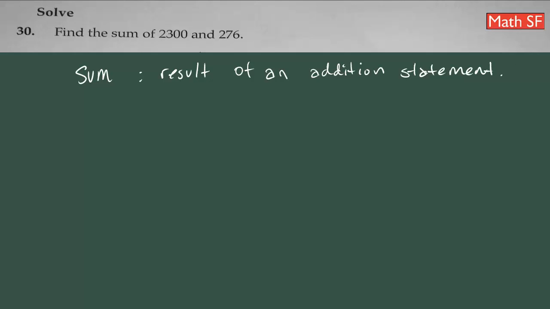So if they're asking you to find the sum of 2,300 and 276, all you need to do is add these two numbers, 2,300 plus this number. So we're going to have our missing value, or the sum, will be this plus 276. Now let's operate that. Let's align them vertically.